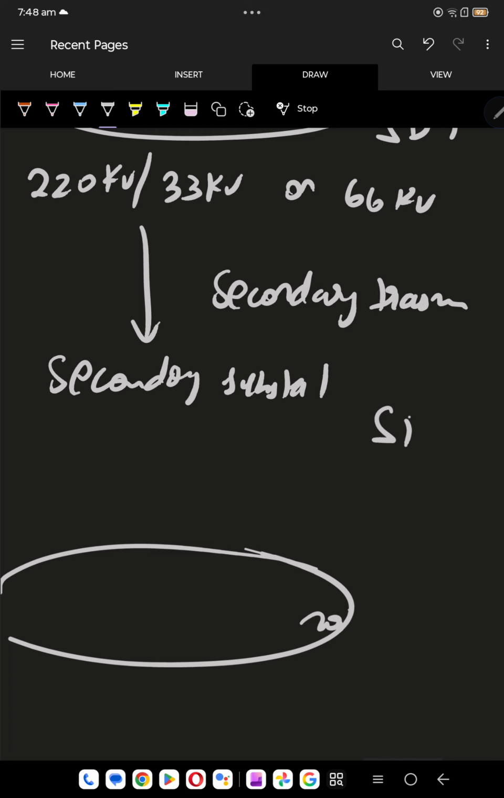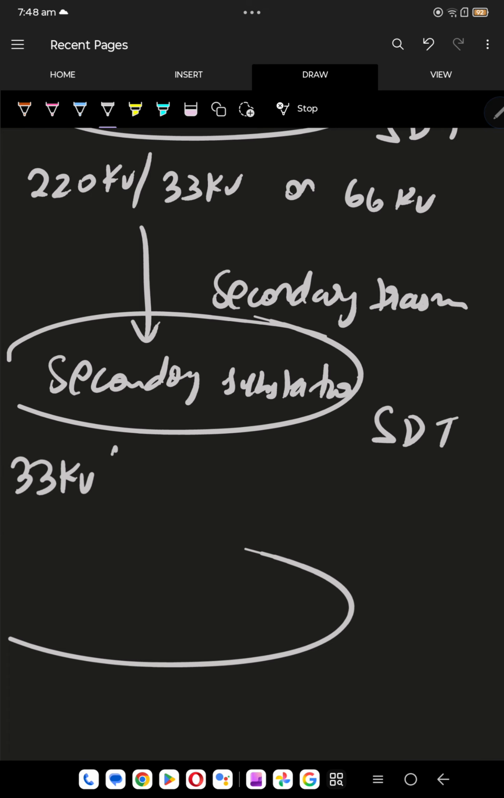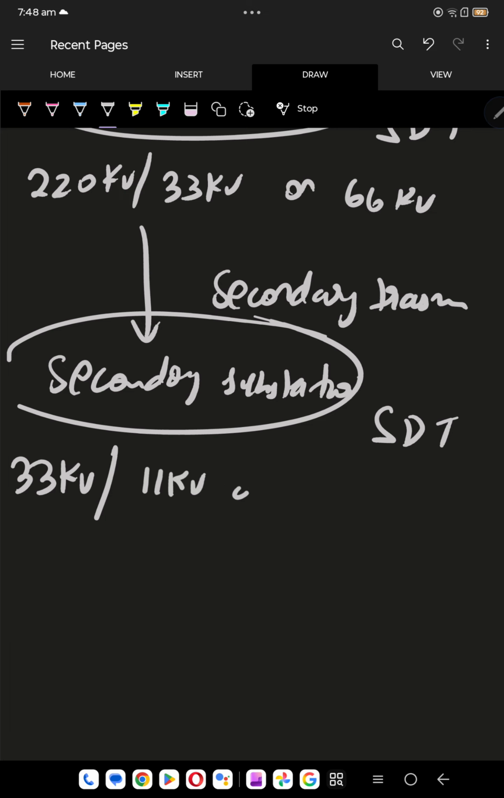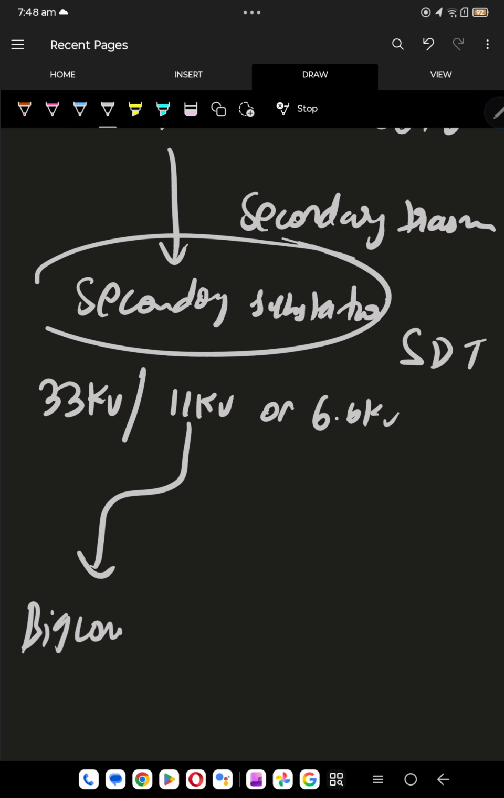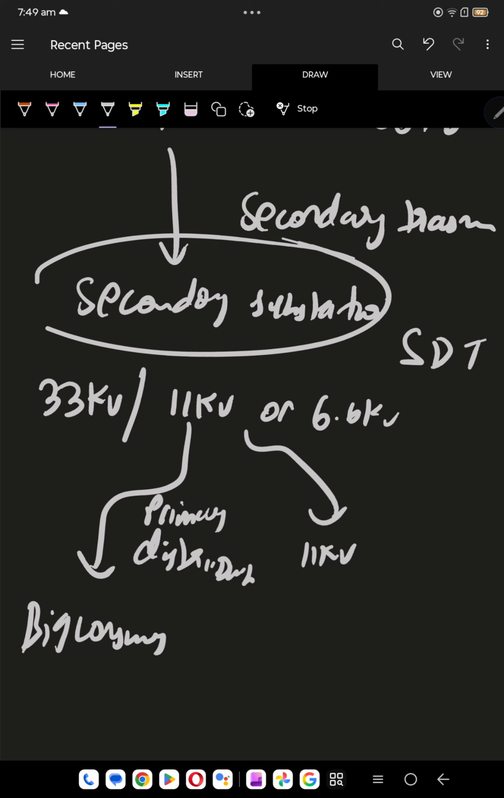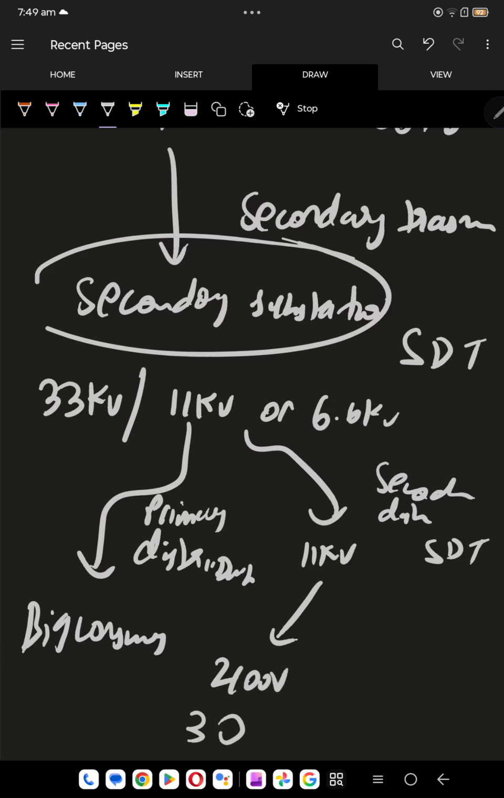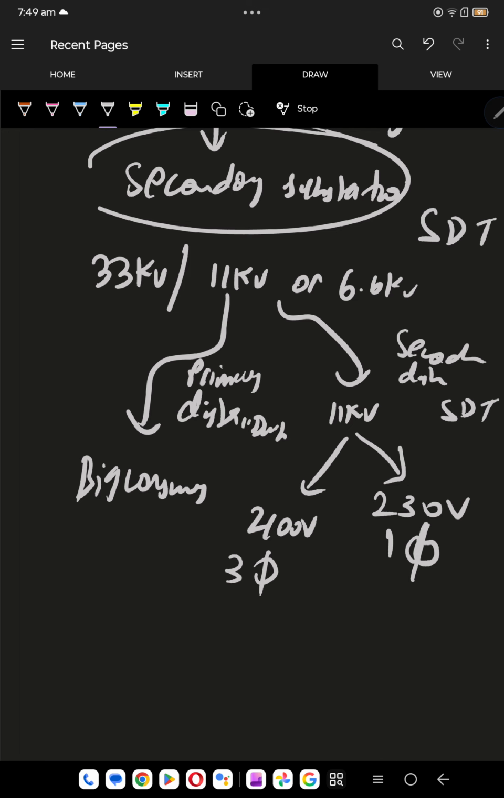where again by a step down transformer this 33 kilovolt becomes 11 kilovolt or even 6.6 kilovolt. Now this 11 kilovolt will directly go to big consumers by primary distribution, or if 11, by secondary distribution, and by using a step down transformer this 11 kilovolt is going to become 400 volts. That is going to go to the 3-phase power supply. If you make it 230 volts, that's going to go for single phase power supply or AC system, right? Then that is going to go to consumers like us. That's it.